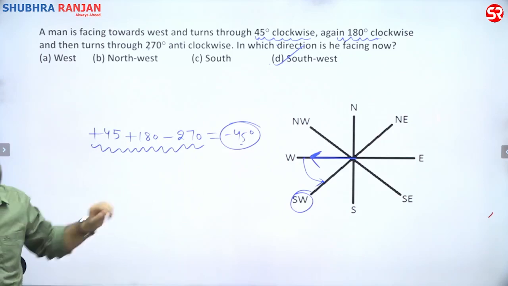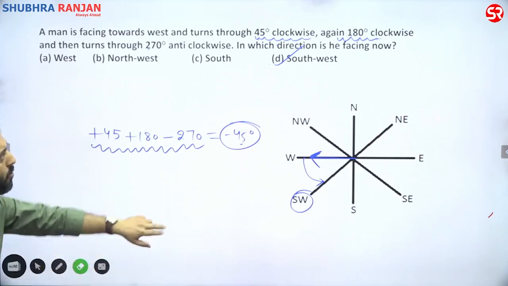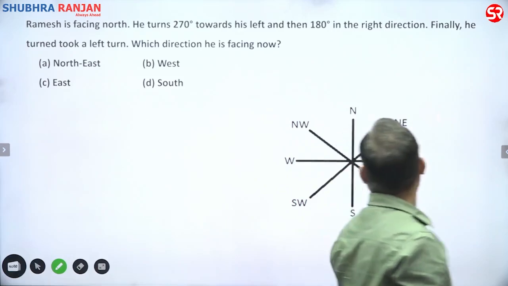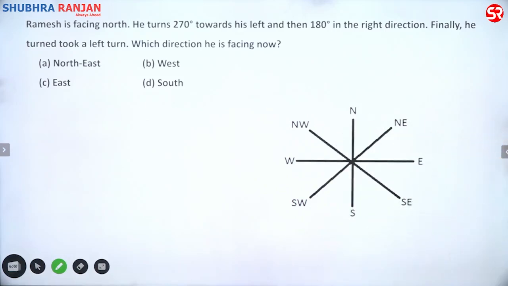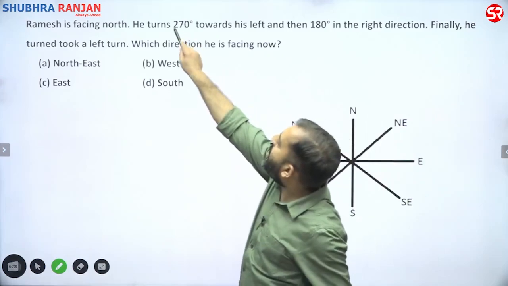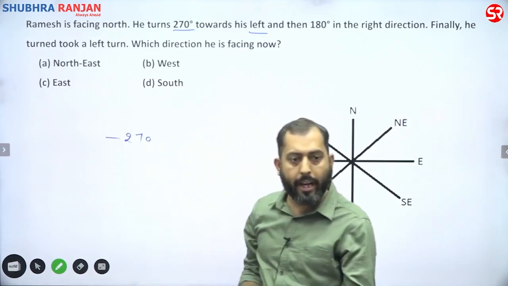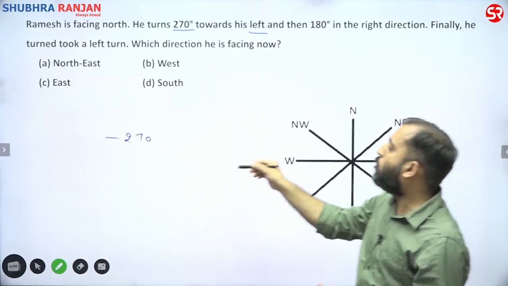Can I erase it now? Okay. Hope this is clear to everybody. So go for this question now. West, right? I think we can solve this question without pen or paper now. This is 270, this is left, so minus 270-degree. And then there is 180-degree right, so plus 180.